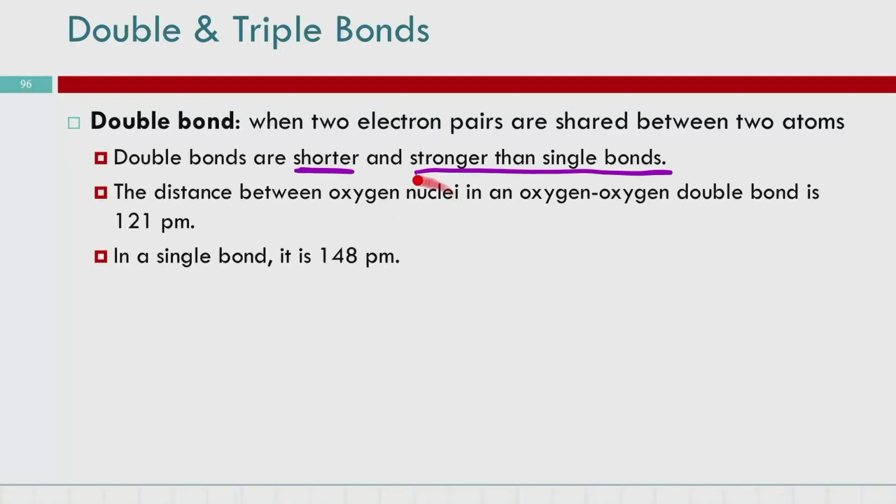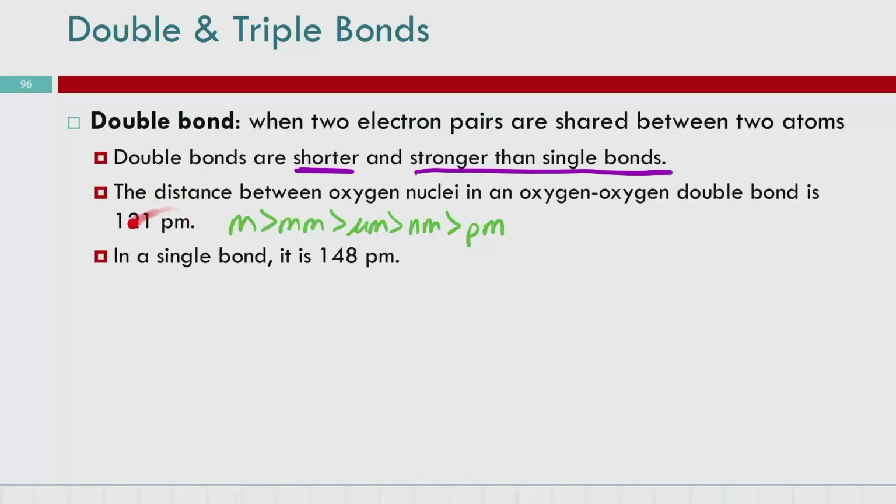In an oxygen molecule, the oxygen nuclei, so the cores, the centers, in that oxygen-oxygen double bond are closer together. They're 121 picometers. Picometers is smaller than nanometers. We've got meters, millimeters, micrometers or microns, nanometers, and then picometers. So very small distances that we're talking about, but they've measured it carefully somehow.